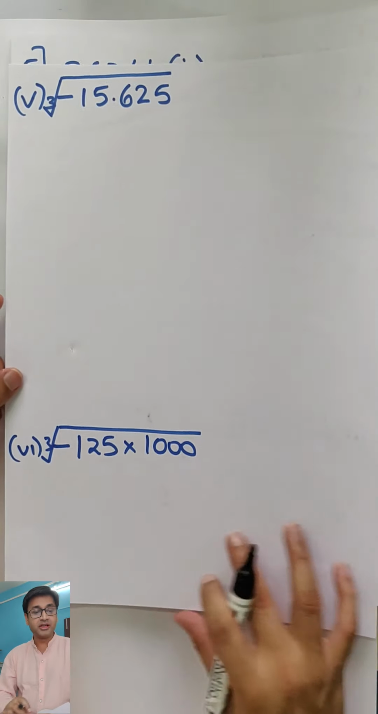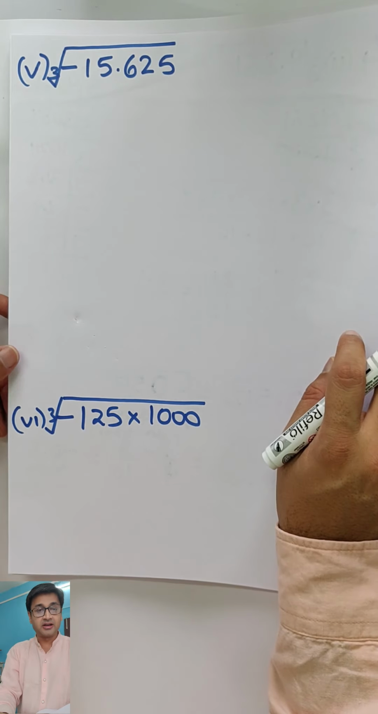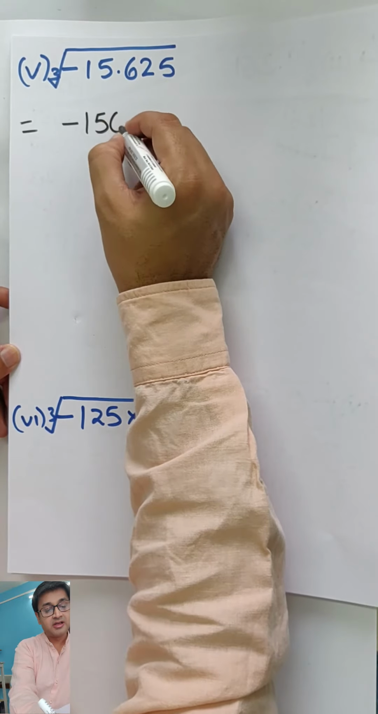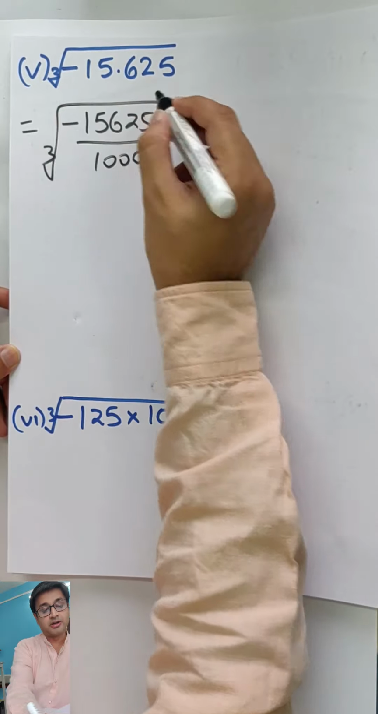Lovely. Let's go with the next one. Fifth: minus 15625 upon 1000 under the cube root. Get prime factors. Get rid of the decimal first. So let's get rid of the decimal.